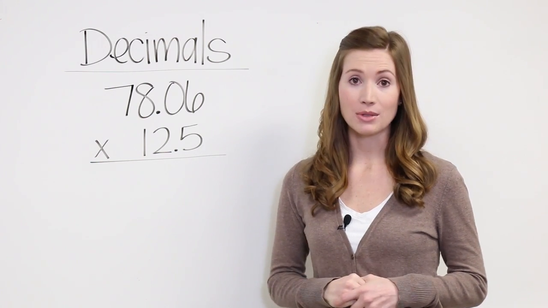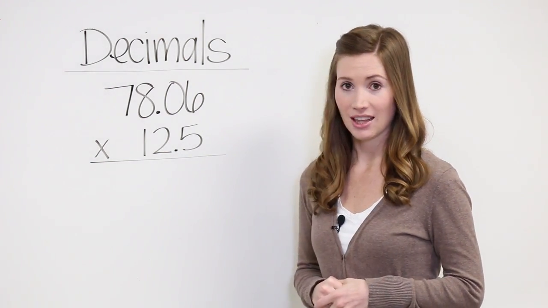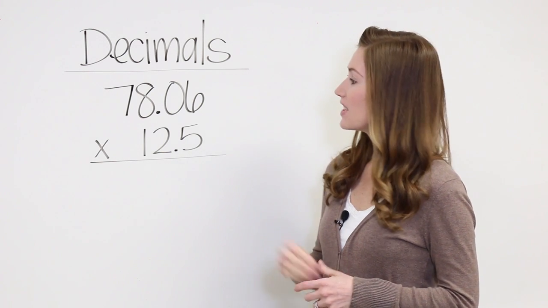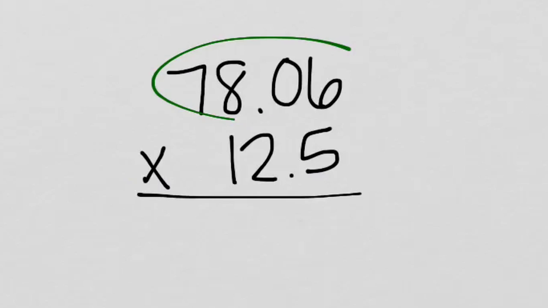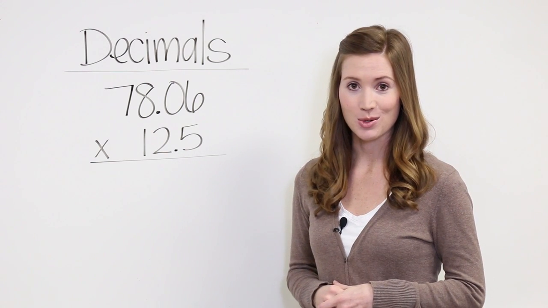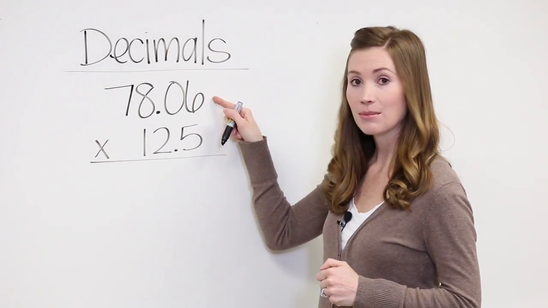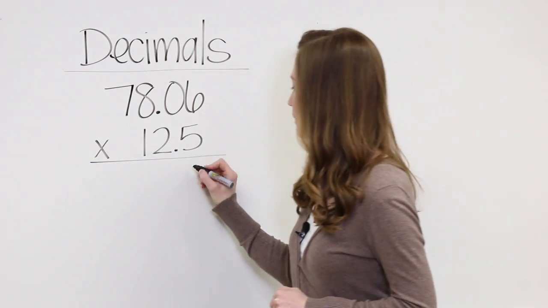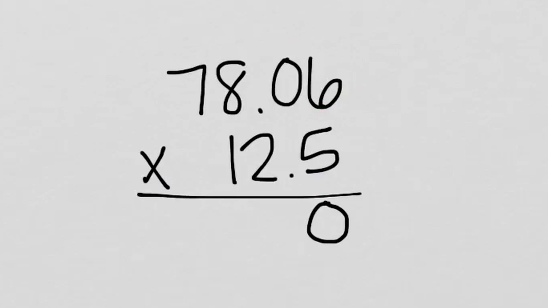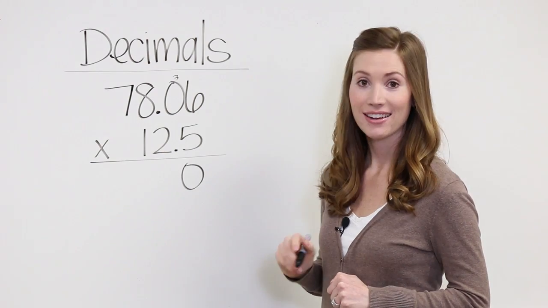Now we're going to do this problem together. You may have noticed this problem looks a little bit different than the last problem. The difference is we have 4 digits in our first number and 3 digits in our bottom number. But we're going to multiply as usual. Here we go. 5 times 6 is 30. Write the 0, carry the 3. 5 times 0 is 0, plus 3 is 3.